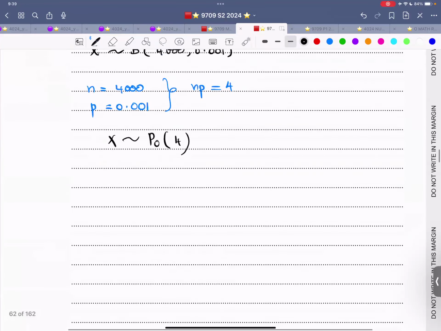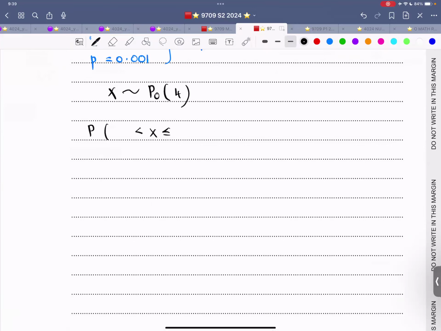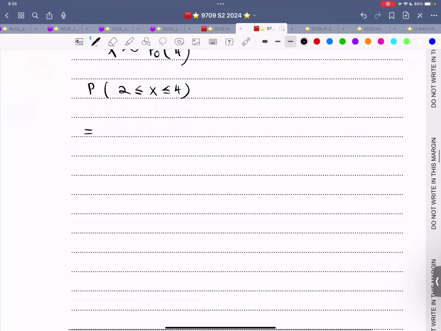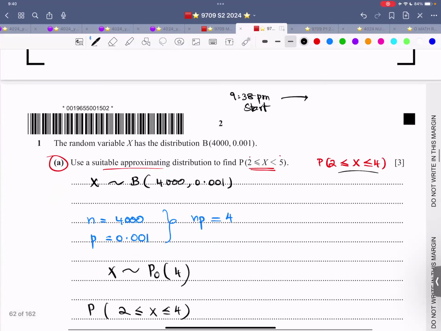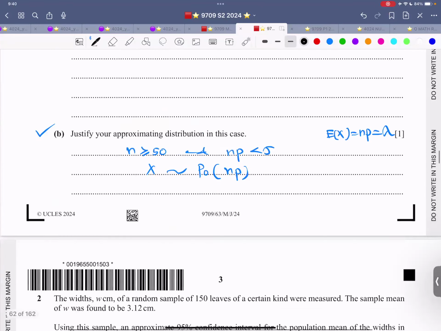And this is a simple calculation. Probability X lying between 2 and 4. So therefore, e raised to the power of -4, times 4 raised to the power of 2 over 2 factorial, 4 raised to the power of 3 over 3 factorial, 4 raised to the power of 4 over 4 factorial. Simple basic calculation. This answer is 0.537, correct to 3 significant figures. So maybe at the end, add 10 minutes for calculator usage, because I have already done the calculation and I'm simply writing down the answer after showing you all the steps.